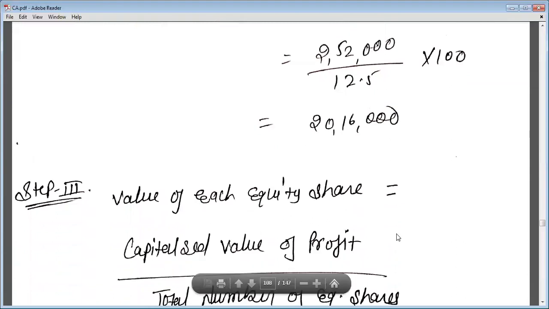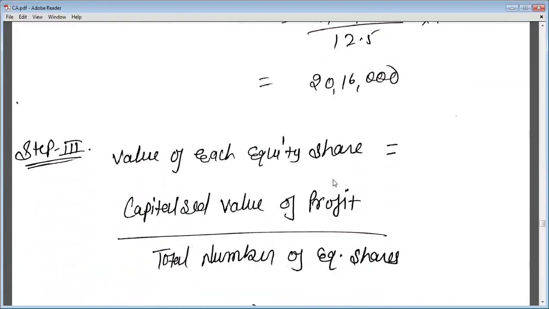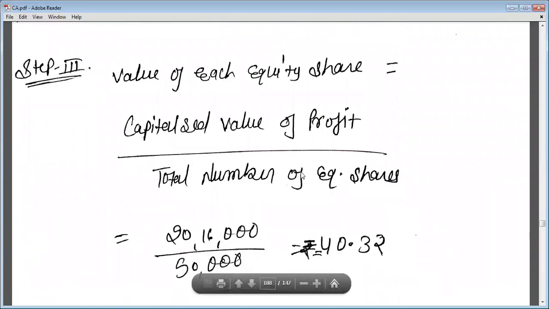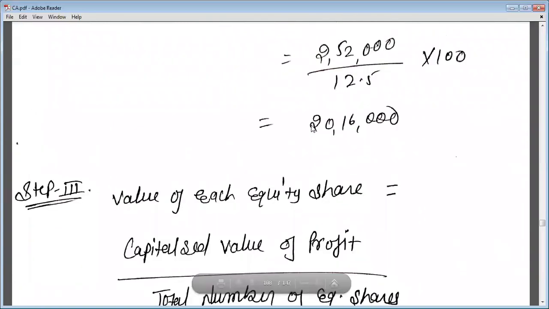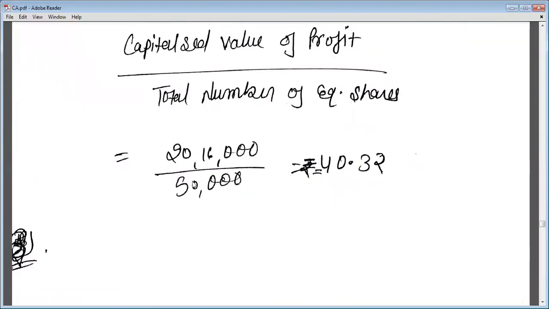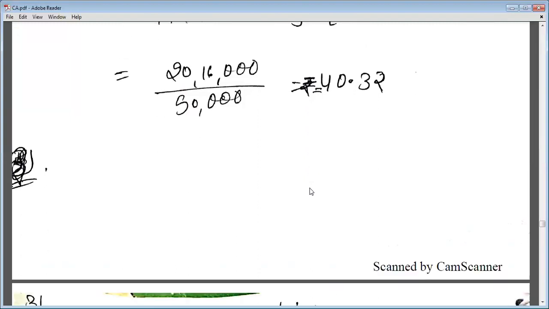Okay. Then step 3, value of each equity share. So what is the formula to calculate the value of each equity share? Capitalized value of profit divided by the total number of equity shares. So the capitalized value of profit which we calculated in step 2 is 20,16,000. So 20,16,000 divided by the total number of equity shares, which is given in the question as 50,000. So the value of each equity share is 40.3. Okay. So this is the value of each share.